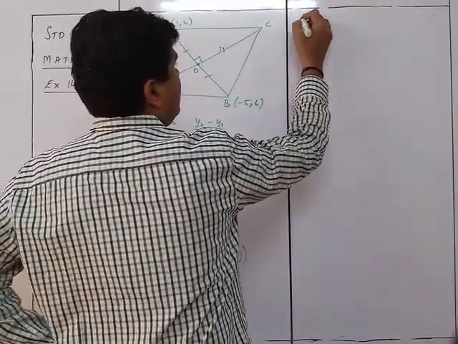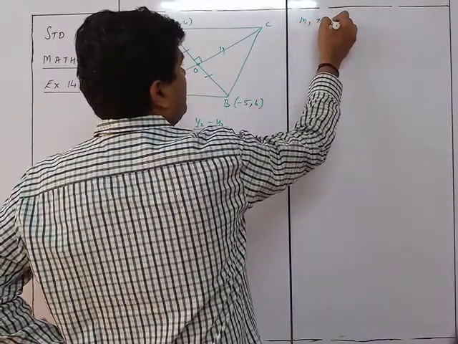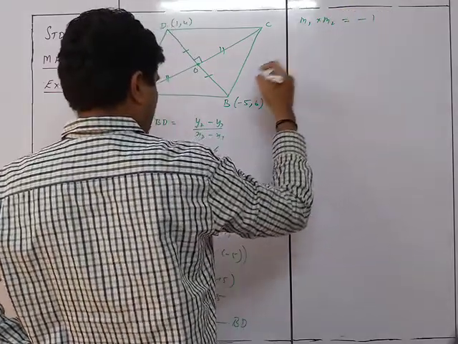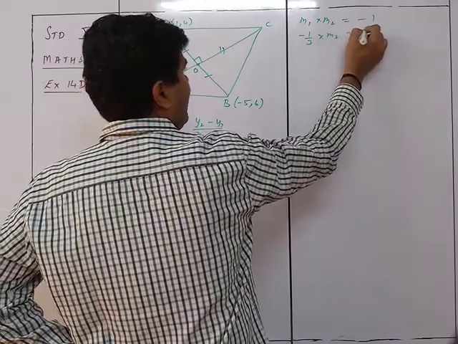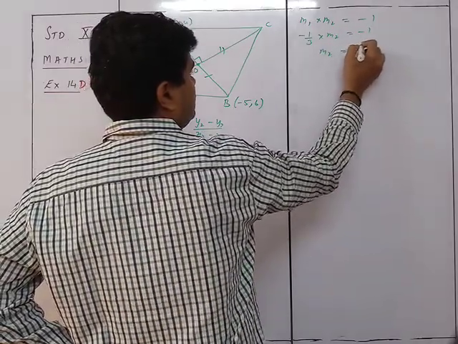Now, first of all, m1 into m2 is equal to minus 1. So m1 is minus 1 upon 3, into m2 is equal to minus 1. So m2 is equal to 3.